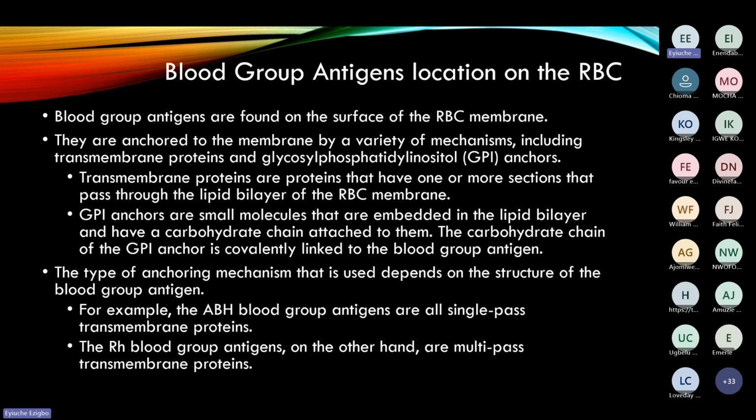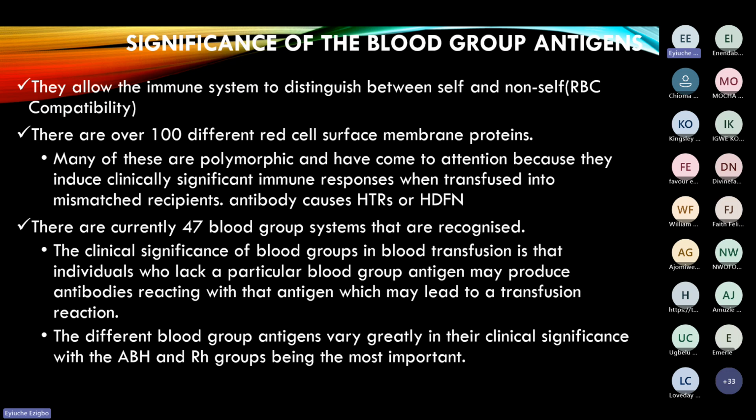The type of anchoring mechanism that is used depends on the structure of the blood group antigen. For example, the ABH blood group antigens are all single-pass transmembrane proteins. The Rhesus blood group antigens, on the other hand, are multi-pass transmembrane proteins. So that is a summary, just a brief description of the structure of the red blood cell membrane.